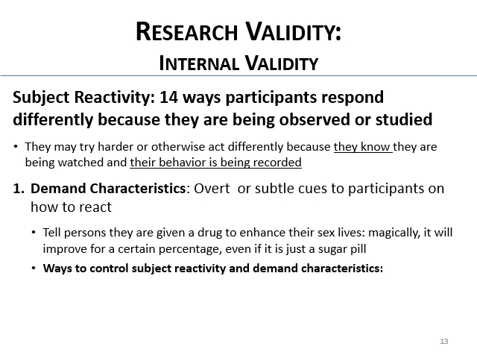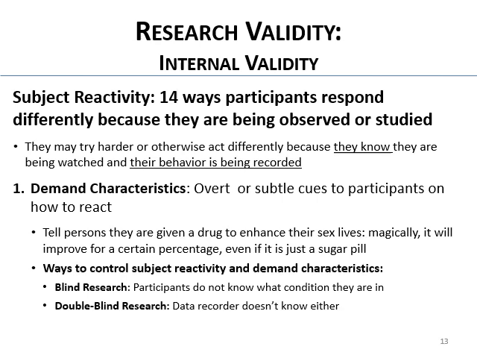So how do you control for this sort of thing? Well, you do blind research. So blind research, first of all, is where participants don't know what condition they're in. You've probably never heard of that. What you've probably heard of is double-blind research. So double-blind research is even better. This is when not only does the participant not know what group they're in, but neither does the person who's collecting the data or administering the treatments. That's what double-blind research means.